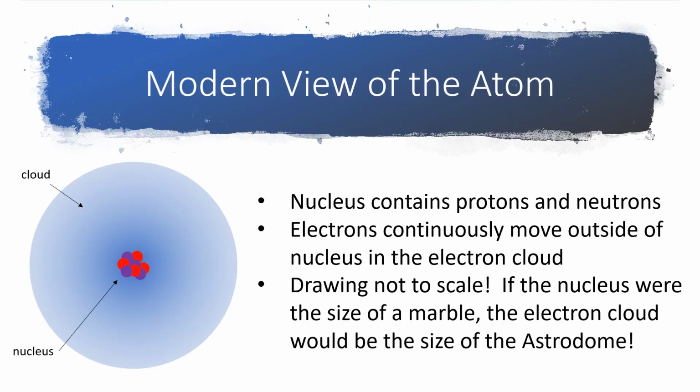So our modern view of the atom looks something like this. There is this teeny tiny point at the center of the atom called the nucleus. The nucleus contains protons and neutrons, so two different types of particles there in the nucleus. And then the vast majority of the volume of the atom is made up of the electrons that are continuously moving. If you were to do a time-lapse photo of those electrons, they would blur, and we call that the cloud. So the spherical volume in which those electrons are moving is referred to as the electron cloud.